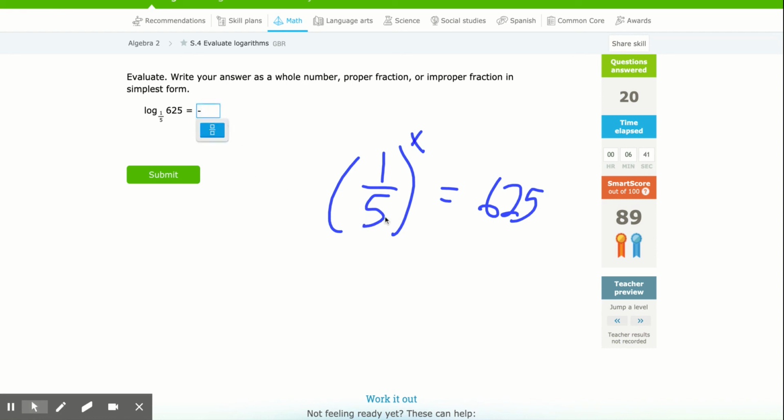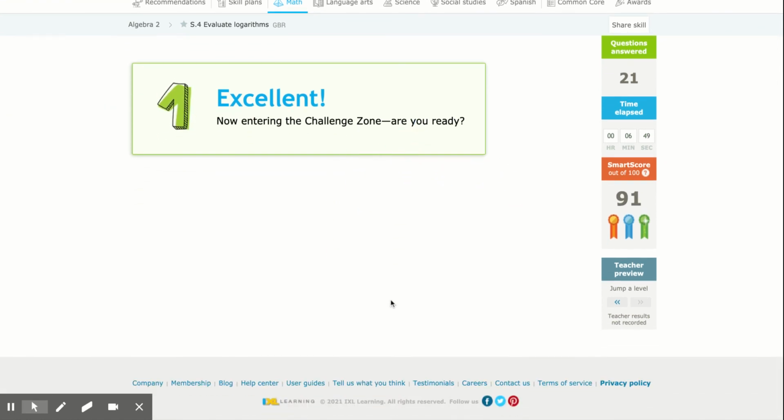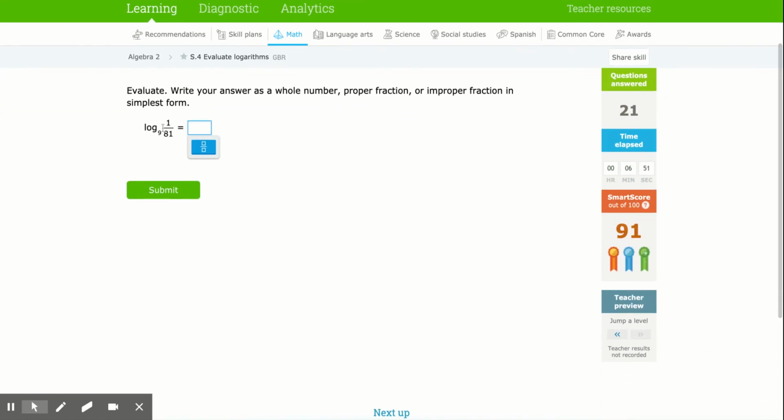And how many 5s does it take? 5 times 5 is 25, times 5 is 125, times 1 more is 625. So is that 4 again? -4. Again, same exact process here, -2.